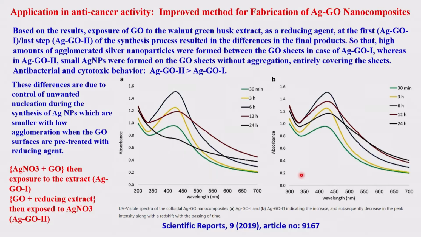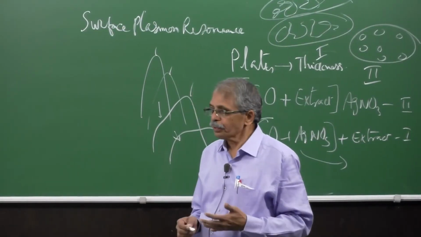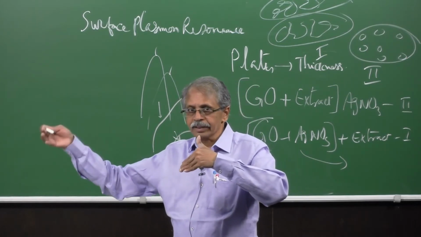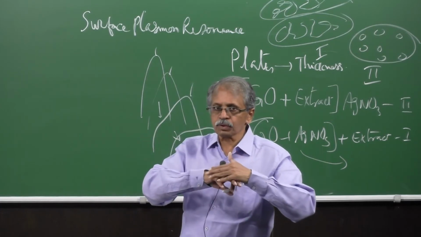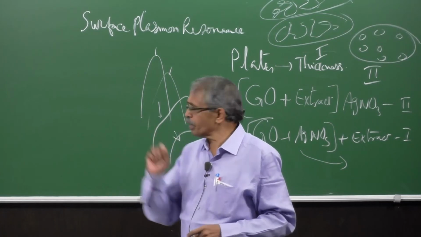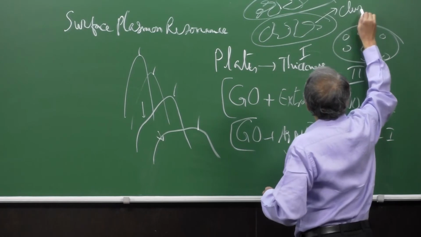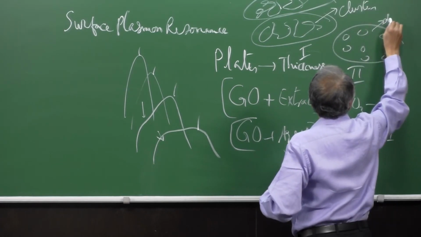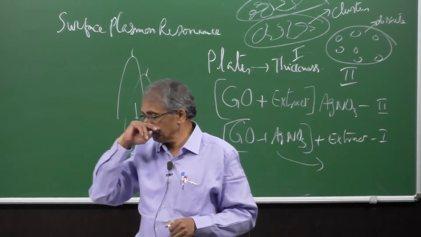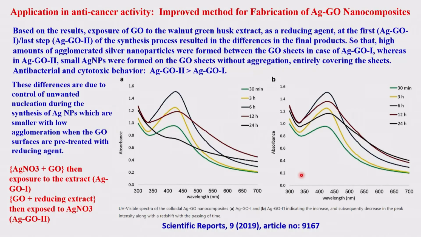So when you make these kinds of devices, it is very important how you do it. Whether you have the reducing agent initially and the silver ions later, or whether you have the silver ions first coated and then the reducing agent later, these will differ. Here you get more clusters and here you get discrete particles. That makes a lot of difference in the effect. All these can be monitored by absorption spectroscopy.